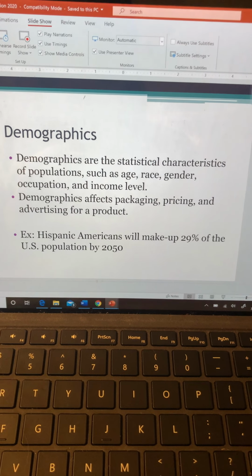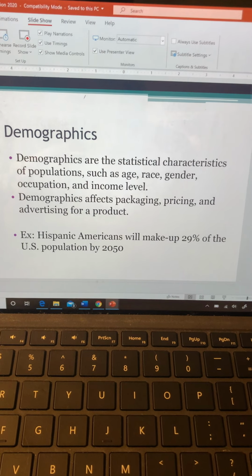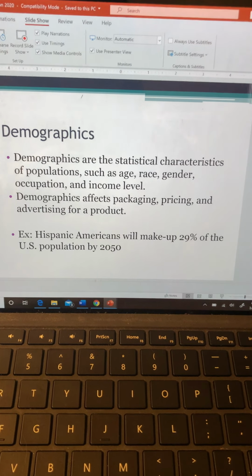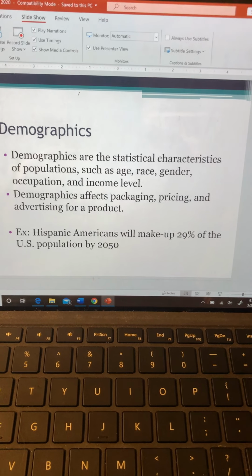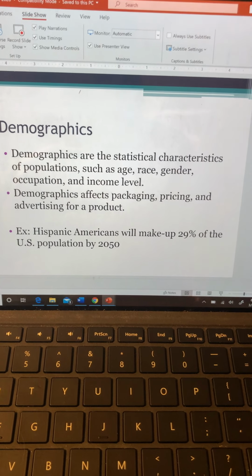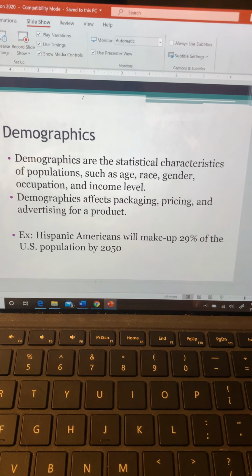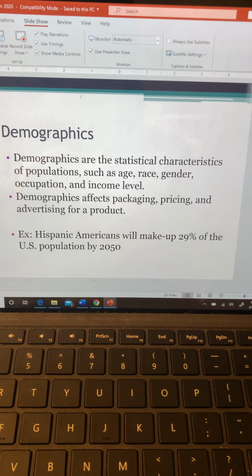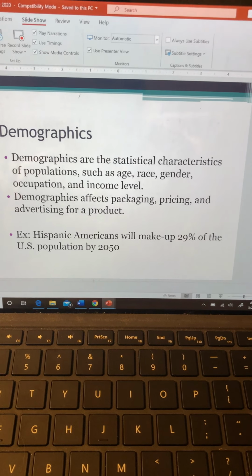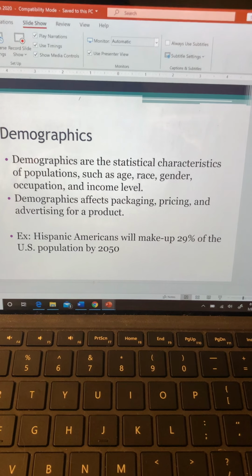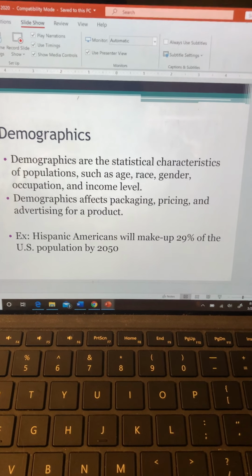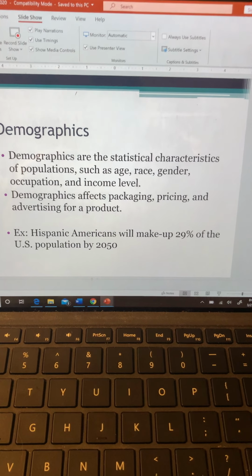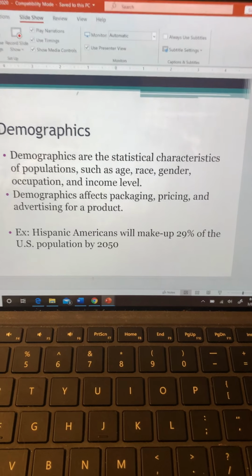So, you are exposed to advertising media all day long, right? And so much of what you see on your screen, on your phone, on your TV is appealing to certain demographics. So this is just one example, but Hispanic Americans will make up 29% of the US population by 2050. So there's more and more, again, media advertising tailored to that demographic of Hispanic Americans because that population is growing. Okay, so businesses want to capitalize on that.